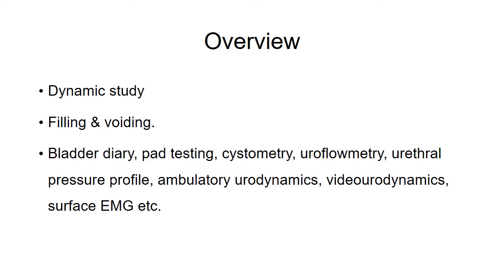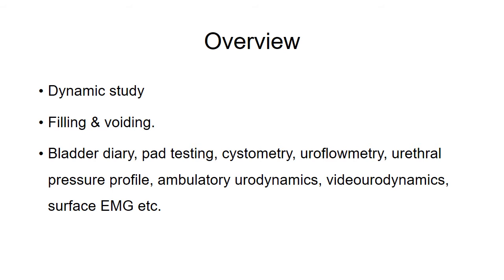It's a dynamic study. We are filling the bladder with normal saline and asking the person to void urine when it is full. So we are artificially creating a filling phase and a voiding phase of micturition. Here we can assess the volume pressure relationship, the volume of urine voided. Thereby we can assess the capacity of the bladder. The voiding stream can be assessed by uroflowmetry.